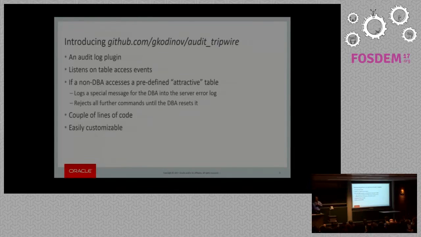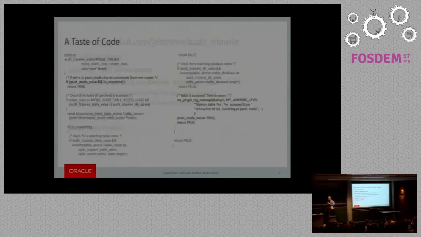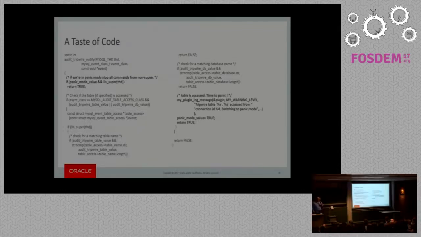Right. So what's the idea? The idea is that if a non-DBA accesses a predefined attractive table, then the plugin will detect that. It will log a special message for the DBA into the error log, and it will start rejecting all further commands. Basically, the alarm is on, and you are in panic mode. It's a couple of lines of code. I will show you some of that, and it's pretty easily customizable. This second definition here does not have to be that. It can be whatever you like it to do. But this is for demonstration purposes only, so it's a good goal.